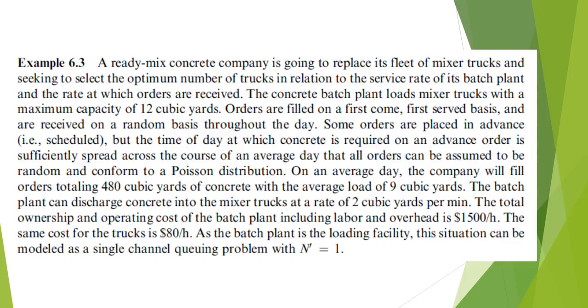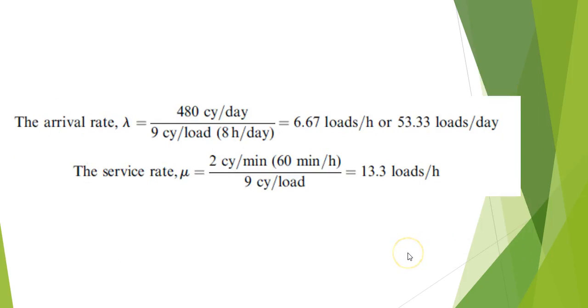And again, that seems like a lot, but you really find that the arrival rate, lambda, you can calculate that. You've got 400 cubic yards a day, and you've got 9 cubic yard loads for 8 hours a day. And so you can have 6.67 loads per hour, or 53.33 loads a day. Okay.